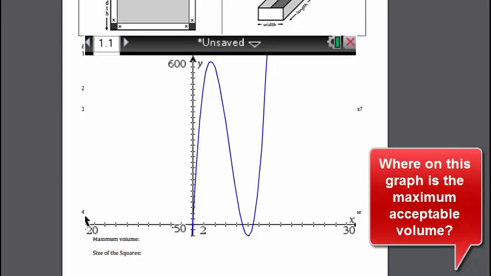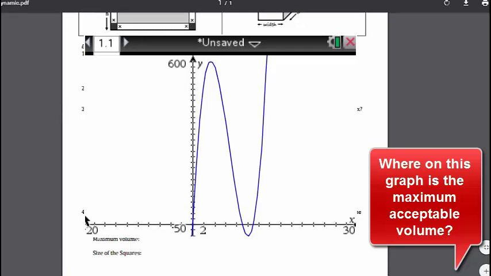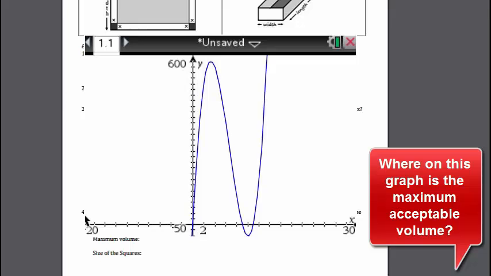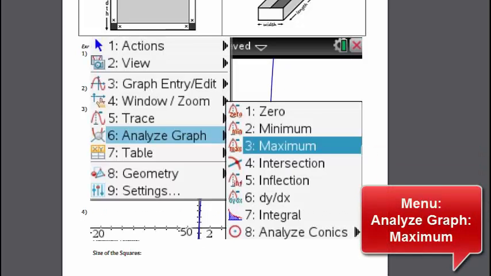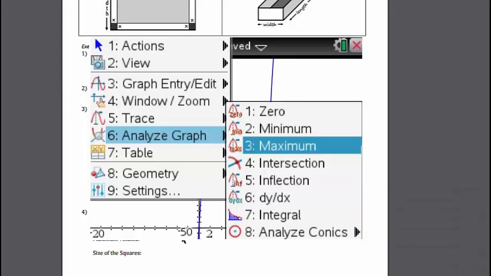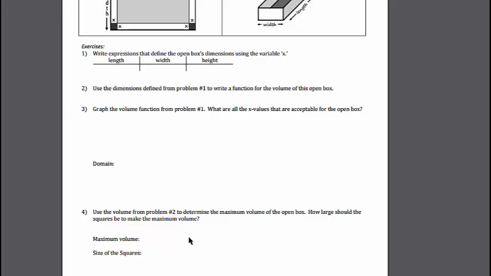Okay, so in other words, you're going to figure out within the domain, within your acceptable x values, what would be the largest volume. Okay, so you'll use your calculator to find this maximum volume. And then what you're going to do is write that down here. So write down your maximum volume, and then write down the size of the squares that have to be chopped off of your rectangular sheet. Good luck.